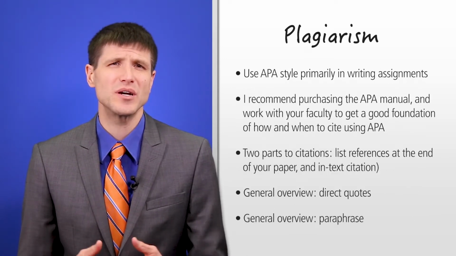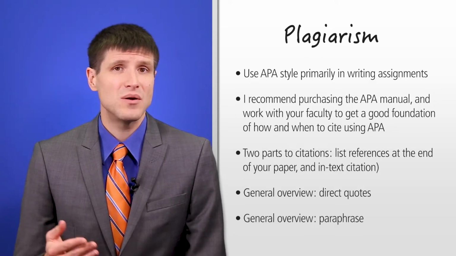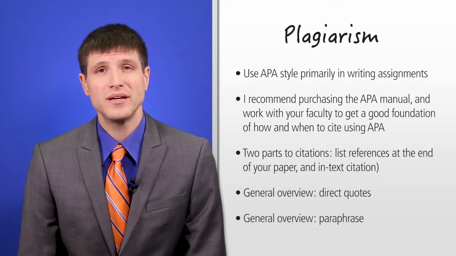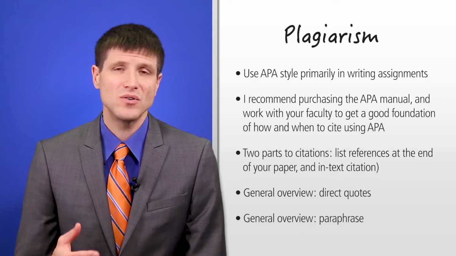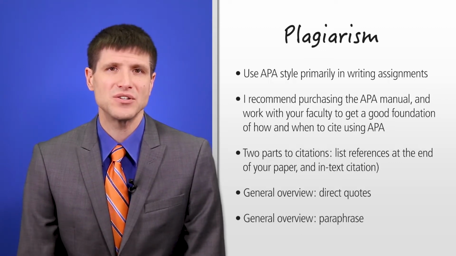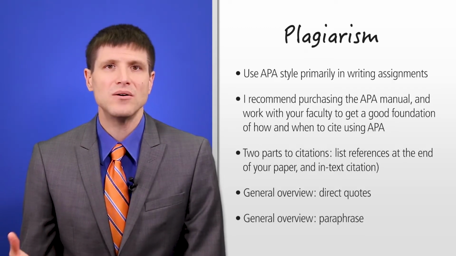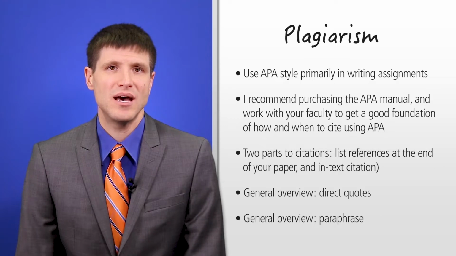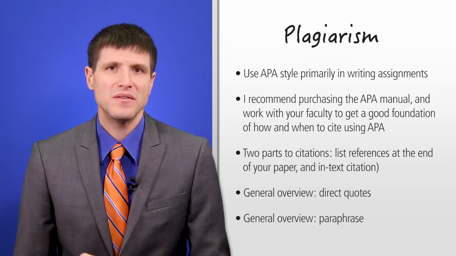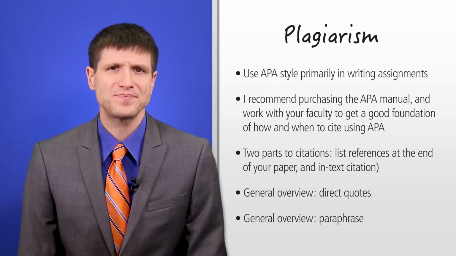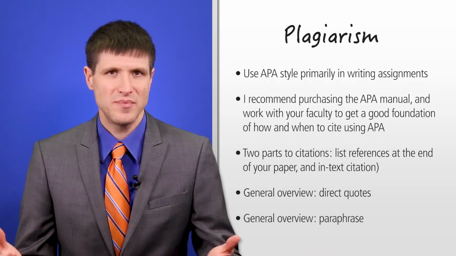In the College of Nursing, you are going to primarily use the APA style for your writing assignments, and so I would recommend that if you have not already, to purchase the most recent APA manual, and then also work with your faculty to make sure that you have a really good foundation of understanding both how and when to cite using APA. You're going to be using those skills so frequently throughout your program that it's really good to learn that early on.